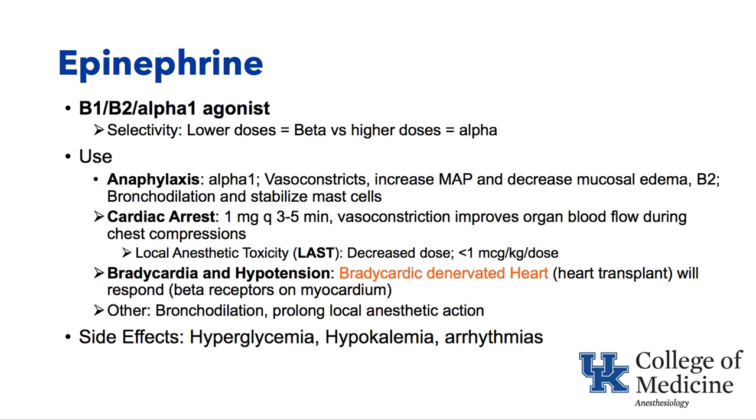Epinephrine has beta-1 and beta-2 effects, as well as alpha-1 agonistic effects. At relatively low doses, it tends to be beta, and at higher doses, vasoconstriction, or alpha. The uses of epinephrine, one is anaphylaxis.